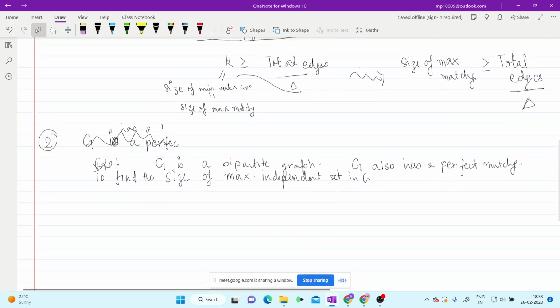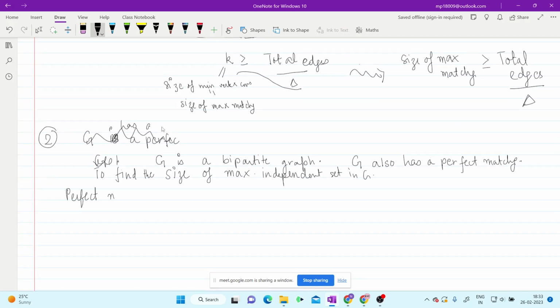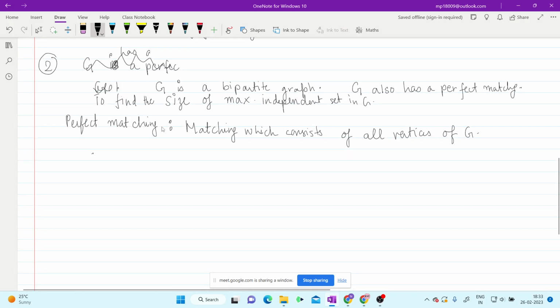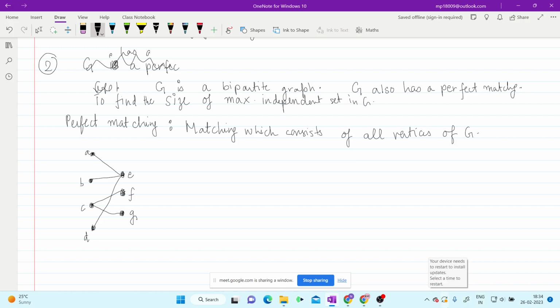So first of all, what is a perfect matching? A perfect matching is basically a matching which consists of all vertices of G. Okay, so now suppose we have this bipartite graph. Do you think this bipartite graph has a perfect matching? Perfect matching is basically a matching which is consisting of all the vertices of G.